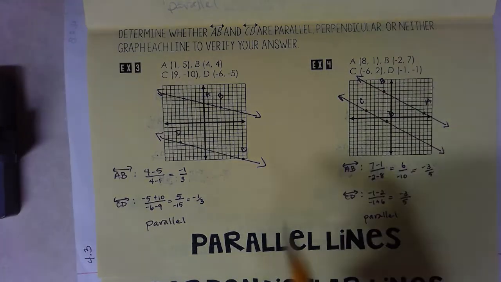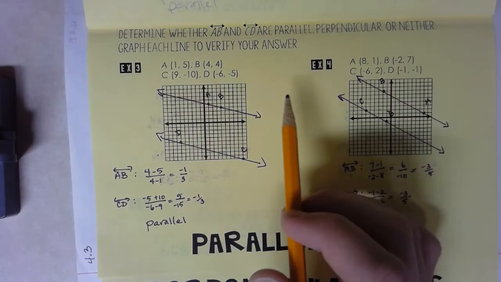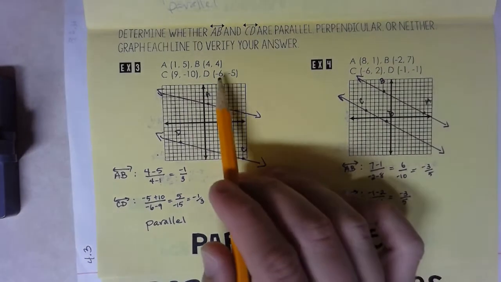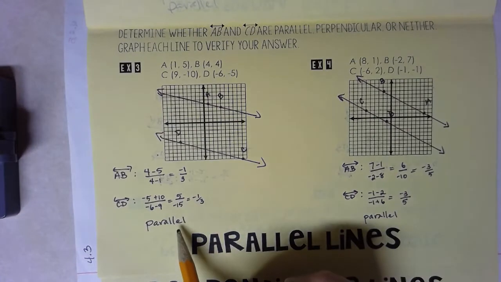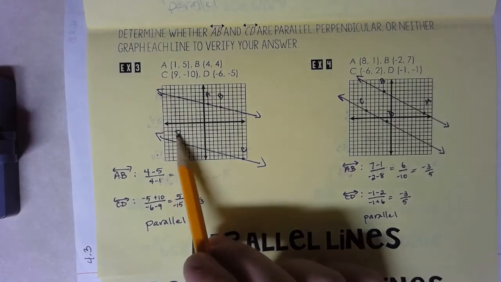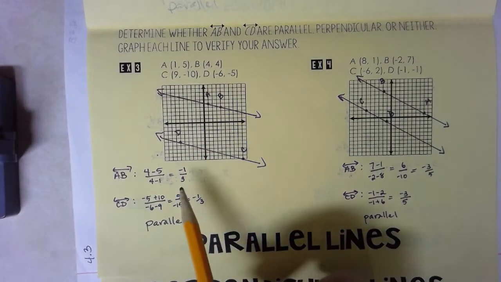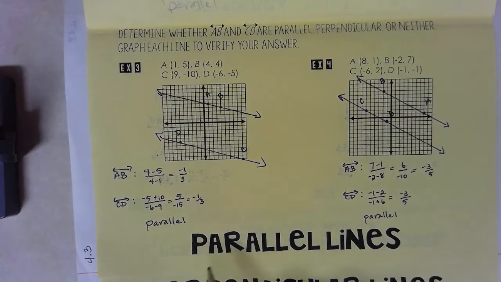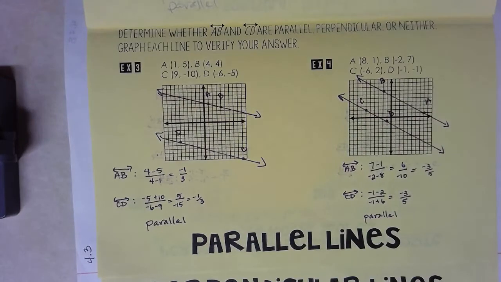Next, we look at CD. So negative 5 minus negative 10 becomes negative 5 plus 10 over negative 6 minus 9. So we'll wind up with 5 over negative 15. We can simplify it down to negative 1 over 3. And then once again, I just went ahead and graphed it as well. So both of them do have a slope of negative 1/3. So we know that they're parallel. And then we went ahead and graphed the two lines to verify our answer.